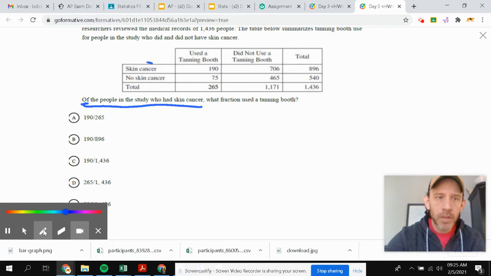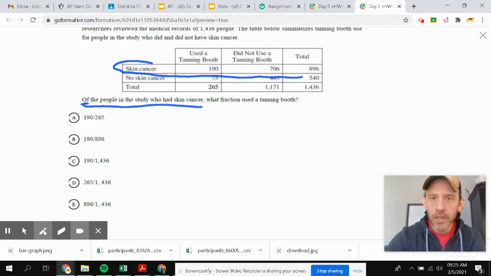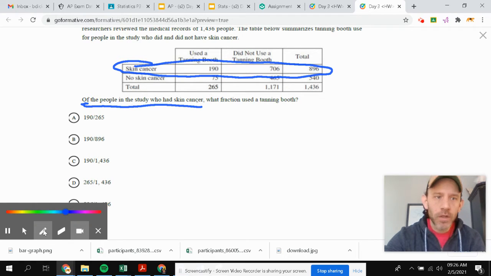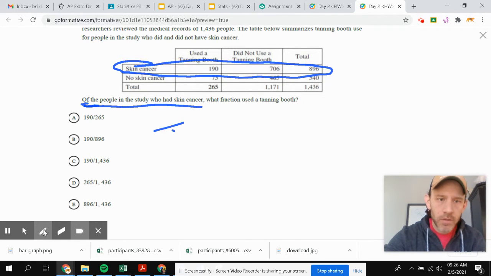So I'm looking at the people in the study that had skin cancer, and that's this row right here. So when it's of those people, the total is what's on the bottom. And so it's the total of skin cancer because that's the "of" part. So I put 896 at the bottom of my fraction. That should be a 6. Okay, so that's that part.